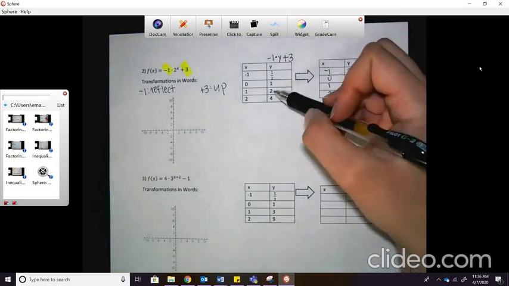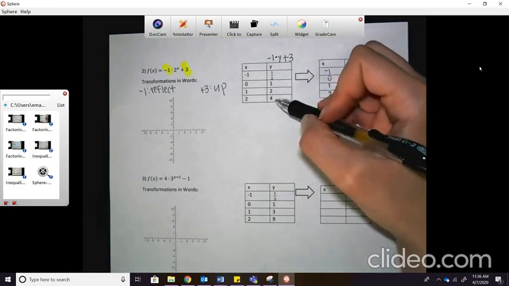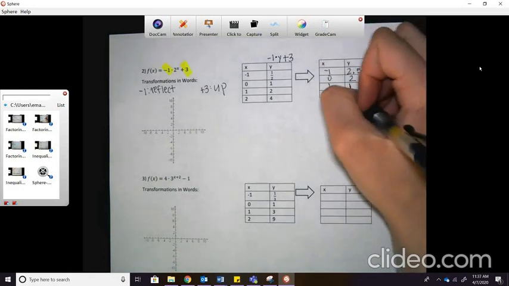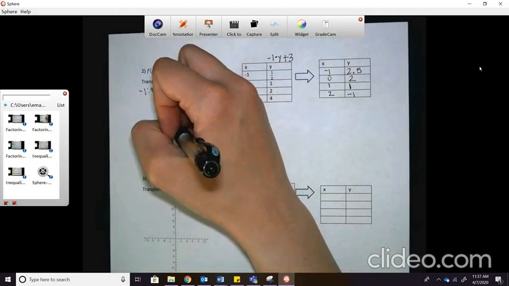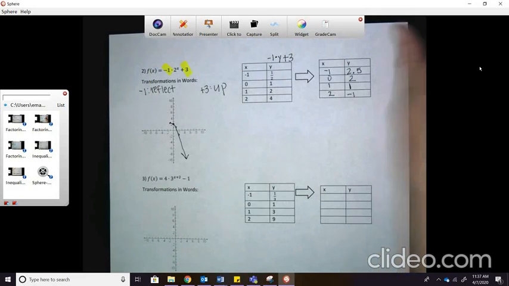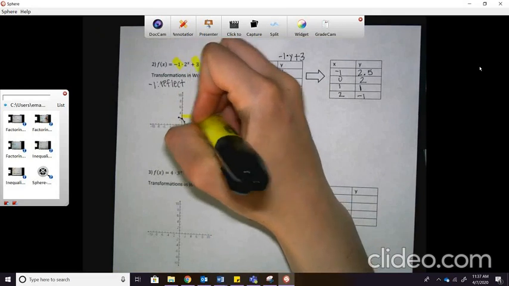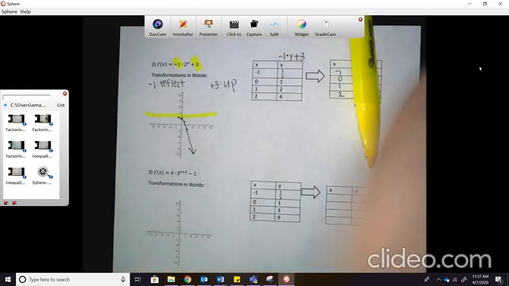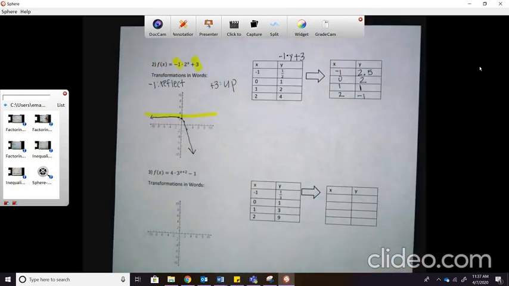Negative 1 times 2, negative 2 plus 3, 1. Negative 1 times 4, negative 4 plus 3, negative 1. So let's see what happens here. So 2.5, 0, 2, 1, 1, 2, negative 1. And I have my graph now going down. I moved it up 3. So instead of not crossing 0, I'm not crossing 3. And I'm just going to continue my shape here. And I have reflected and moved my graph.